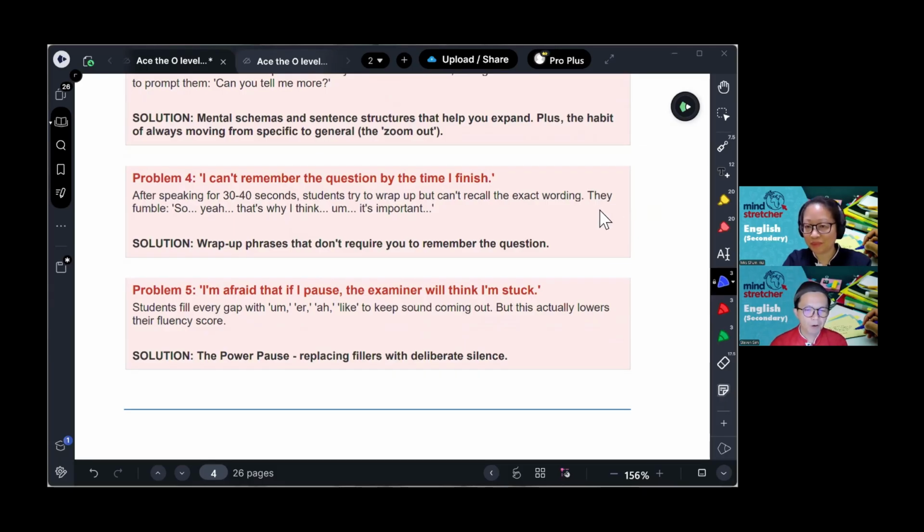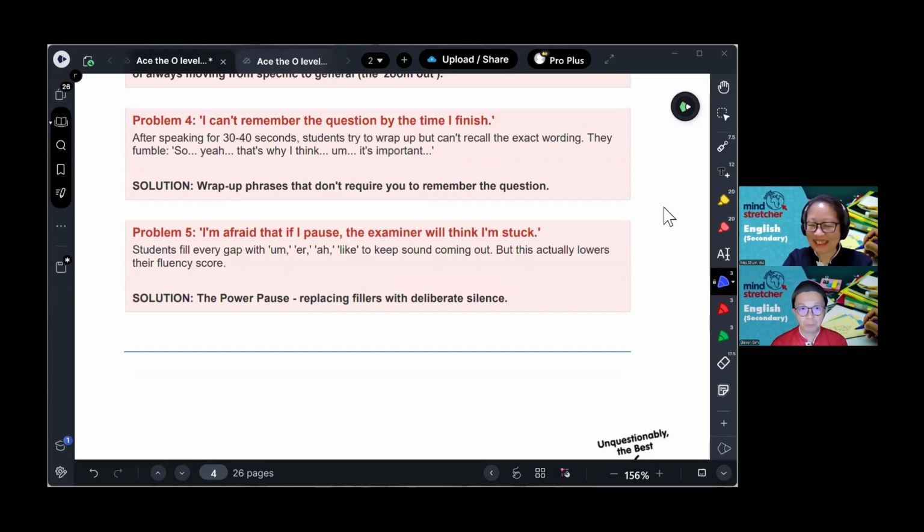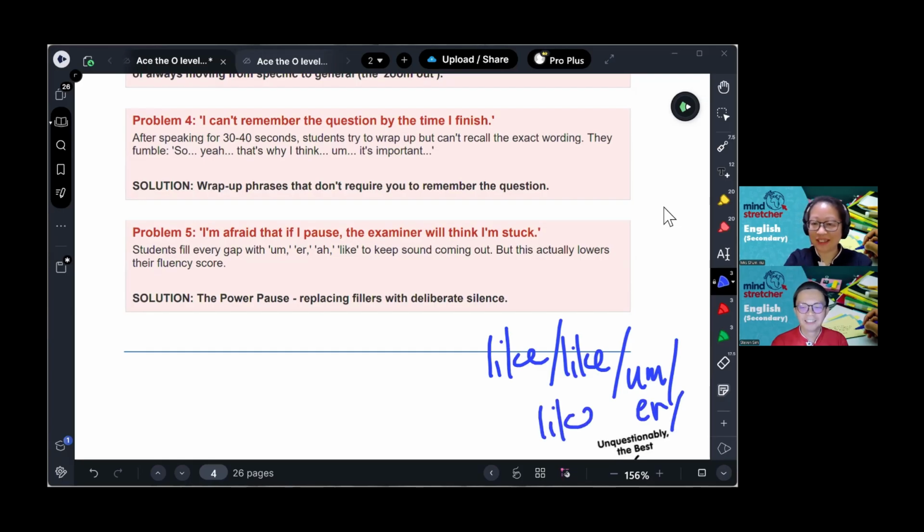What if I pause? So sometimes I have students who speak faster and faster and faster. They think that if they pause, the examiner will deduct marks. So they get very worried. There's a feeling of anxiety. Now I need to say, but I haven't thought what to say yet, but I need to say something. So they end up with like, um, uh, like, and of course we will tell you don't do that. And we will show you how to deal with it.